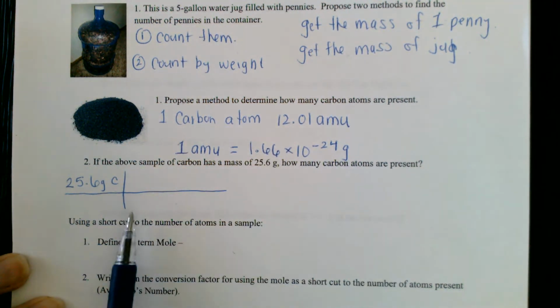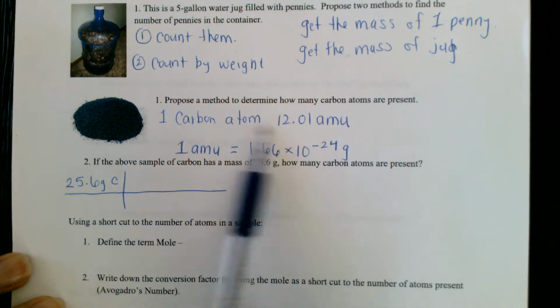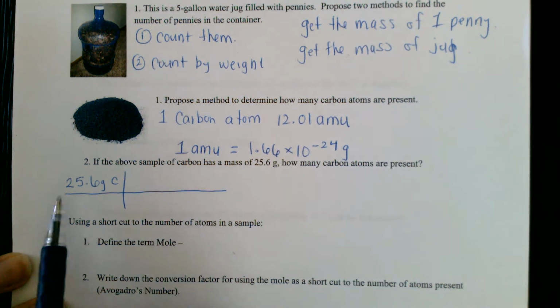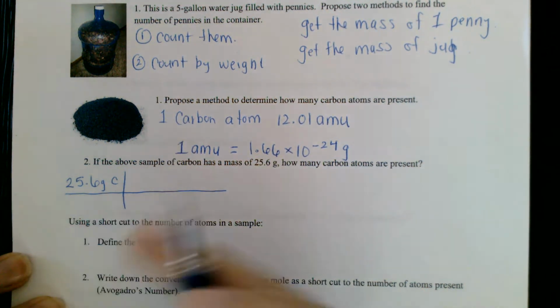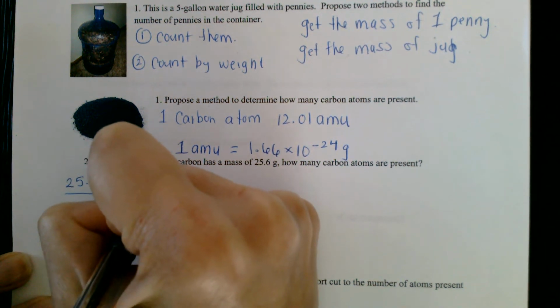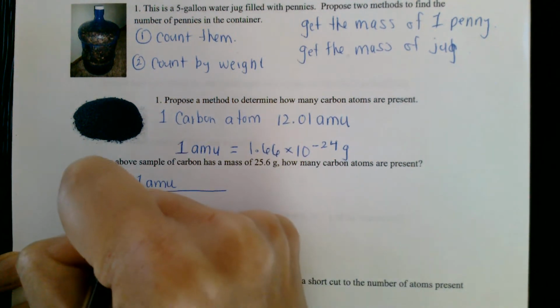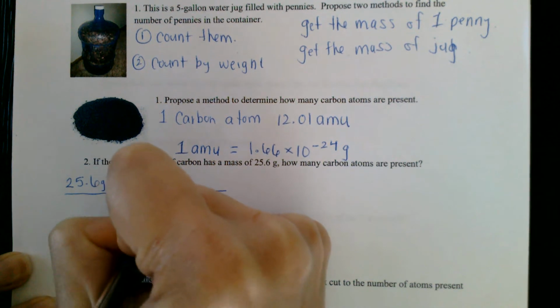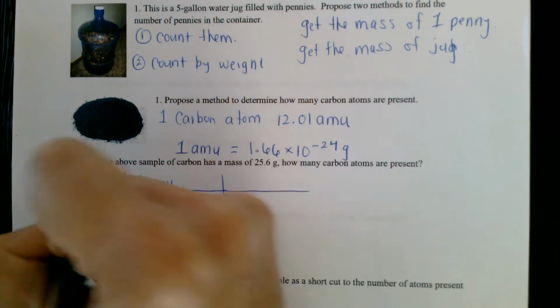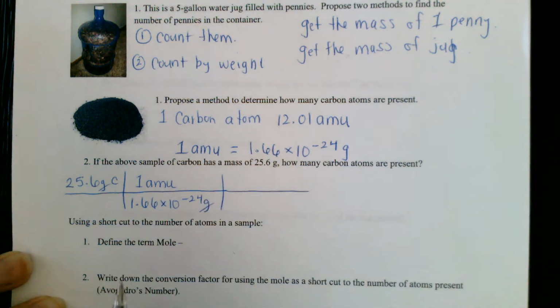Okay, so units of grams isn't going to be helpful because we're going to need to use one carbon atom and the mass of that carbon atom. So we're going to turn grams into atomic mass units. So we have 1 AMU up here, 1.66 times 10 to the minus 24 grams. Okay, so that gets our grams to cancel.